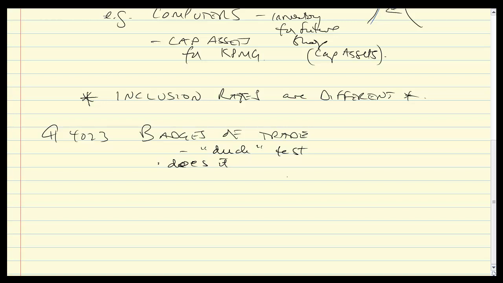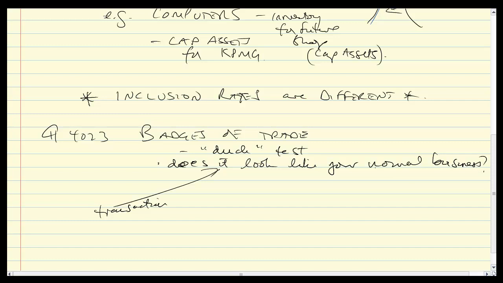technically in 4023, and I'll refer you there, but this is my paraphrase. Does it look like your normal business? So it being this transaction that we're trying to figure out how to tax. So it's kind of on a transaction by transaction basis. Does it look like your normal business? So what you're in business to do, are you doing it to earn this particular dollar that we're thinking about? And so the things that we look at here are frequency, right?